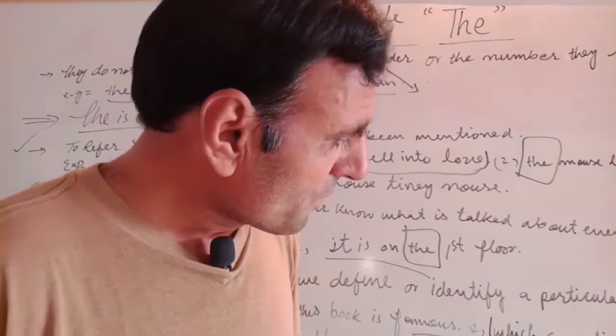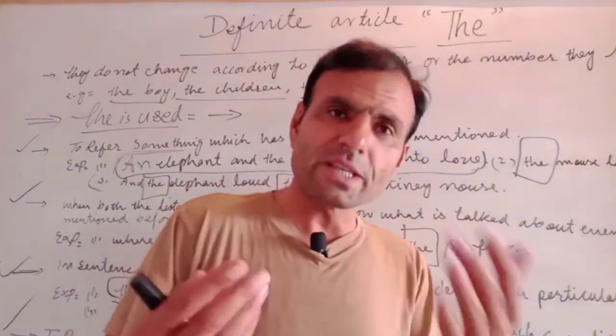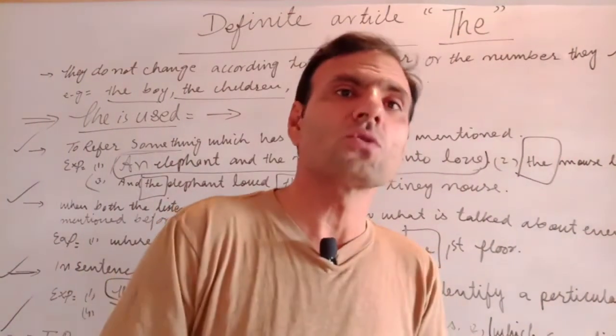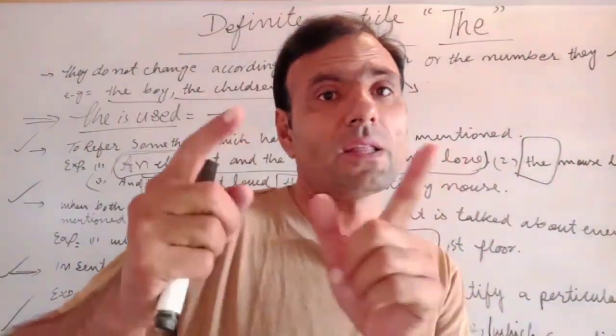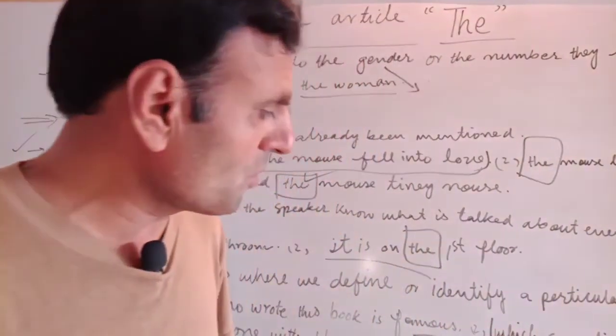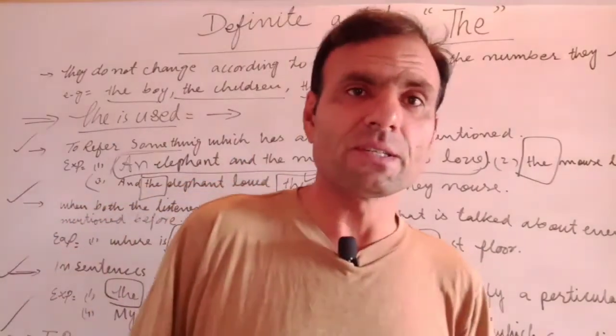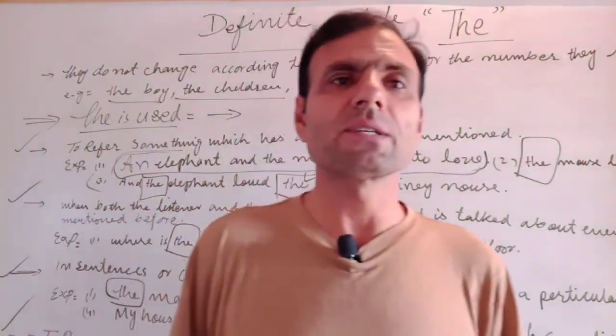Okay? With decades or groups of years, again we use the definite article the. The is the definite article, and we use it with decades or groups of years. For example, she grew up in the 1970s. She grew up in the 1970s.